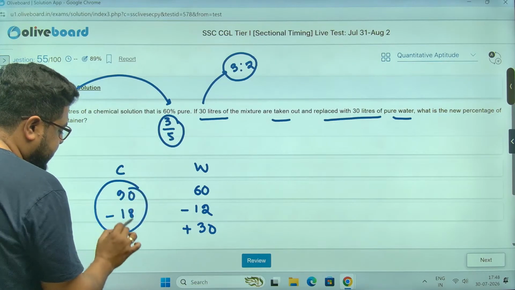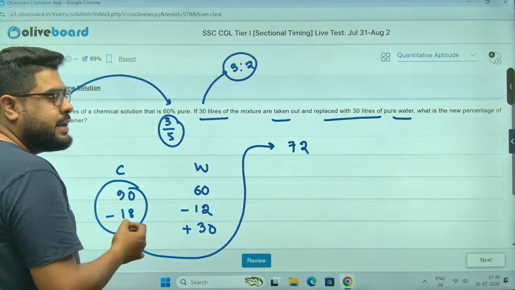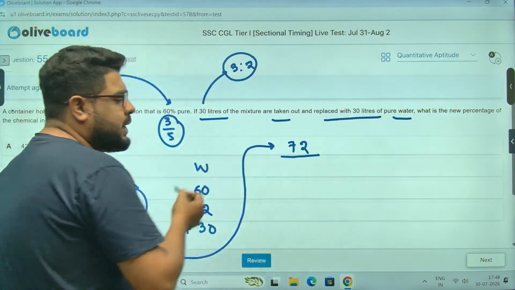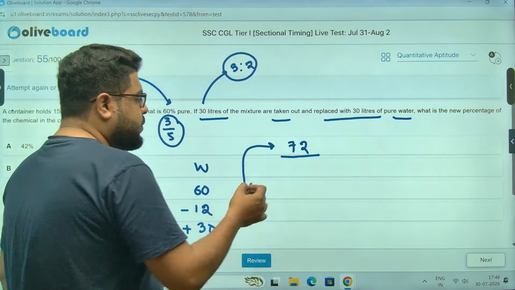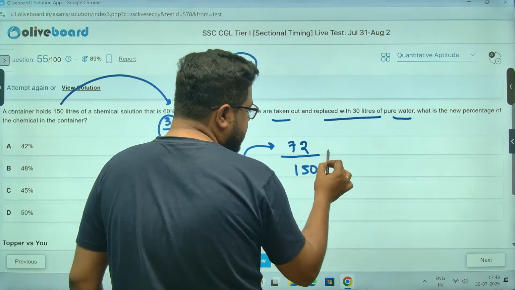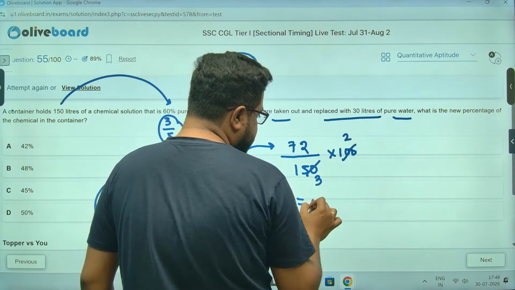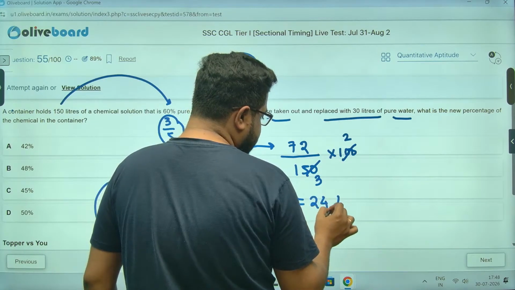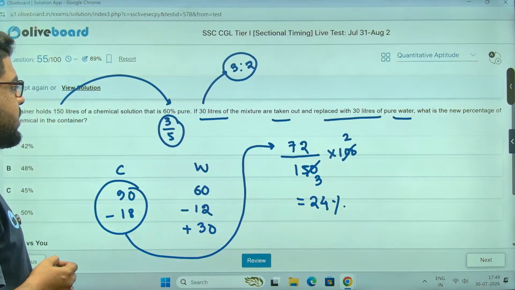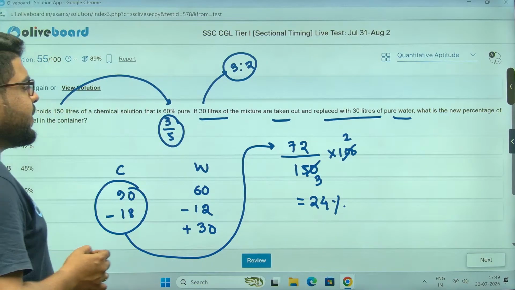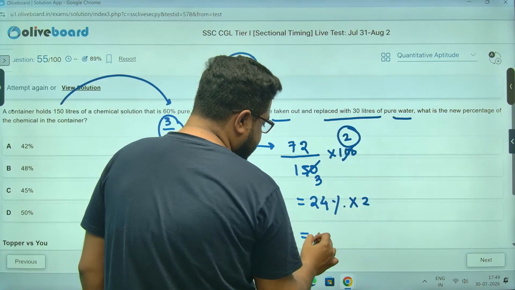So new percentage, I need quantity of this, which is 72, 90 minus 18, out of the total quantity, which remains constant. Total is 150 liters. It will remain as 150 liters. Percentage meaning 100. 52s, 53s... 24% I am getting as the correct answer. Sorry, 24 into 2, this 2 I missed. 48% is the correct answer.